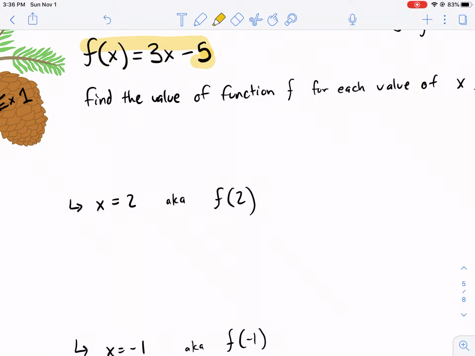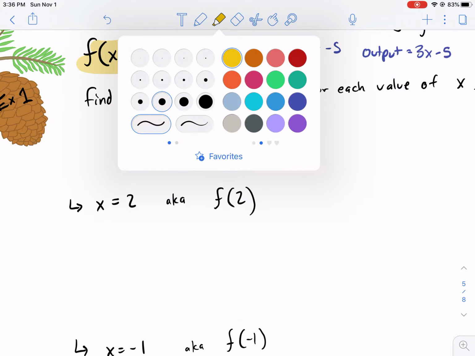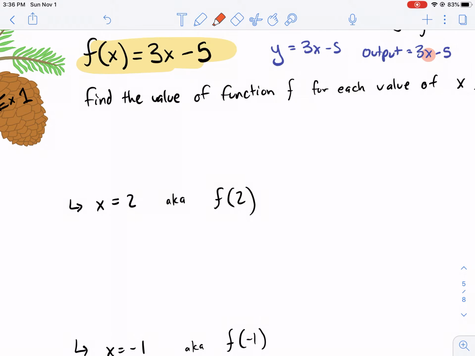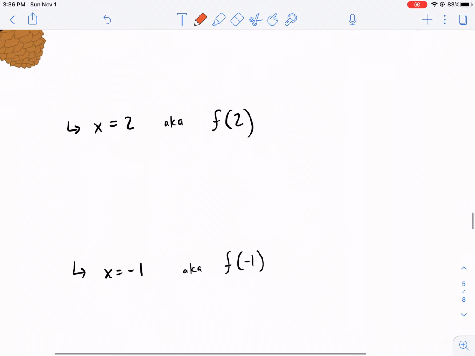That turned out really ugly. Let me try that again. Like that. Okay, so we have f of x equals 3x minus 5. If you want, you could write it as y equals 3x minus 5, or you could write your output equals 3x minus 5, where x is your input. So let me change this to an orange color. That would be your input. Okay, so again, we're inputting something and we're expecting only one output for functions.